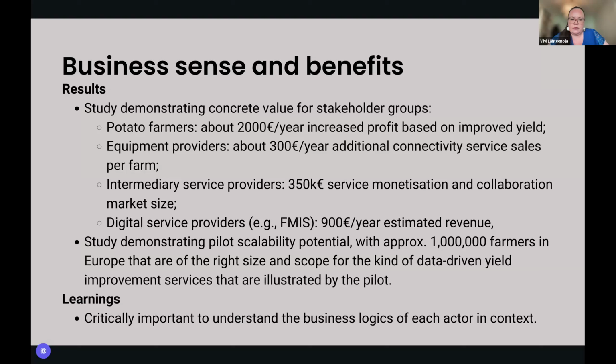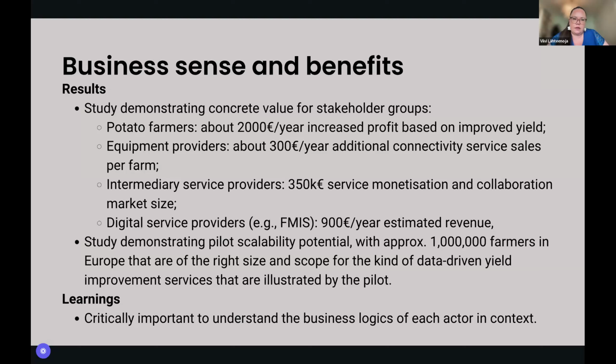And we were also able to demonstrate scalability potential because there are about 1 million farmers in Europe that are about the right size and scope for this kind of data-driven yield improvement services that were illustrated in the Potato X pilot.